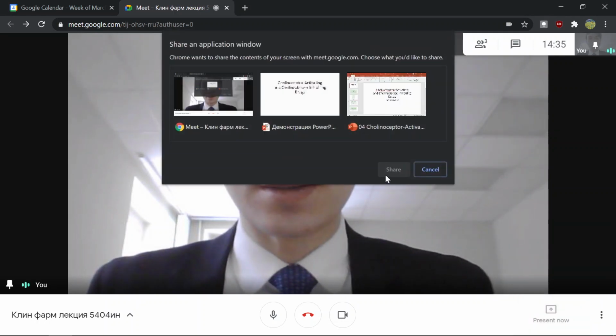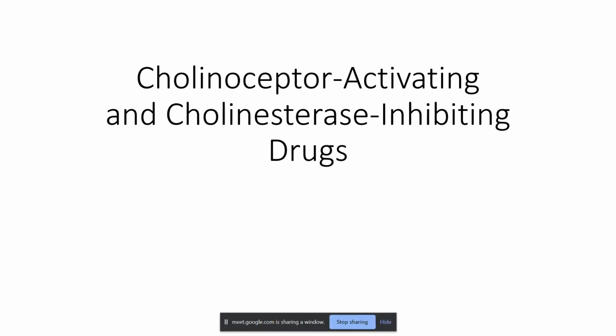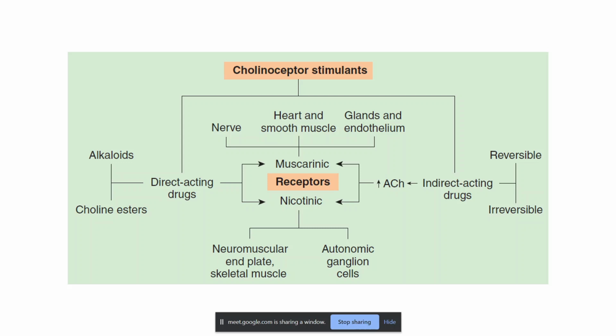And the cholinergic activating and cholinergic inhibiting drugs can be classified into several types, depending on the action on the receptors and on the type of the receptor.